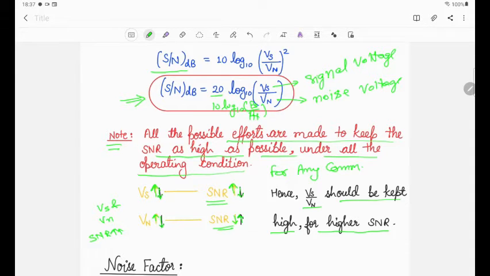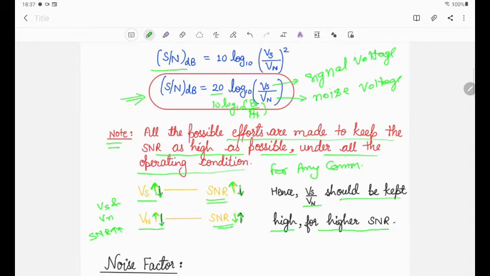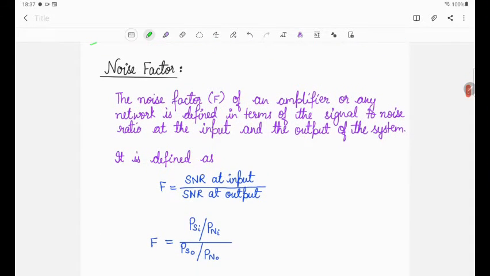In any communication, whether analog, digital, satellite, or wireless, we must keep the signal to noise ratio as high as possible. For that, we increase the signal strength and decrease the noise power. Ultimately, we must reduce the noise and increase the signal power. So this is the signal to noise ratio, and next is noise factor.